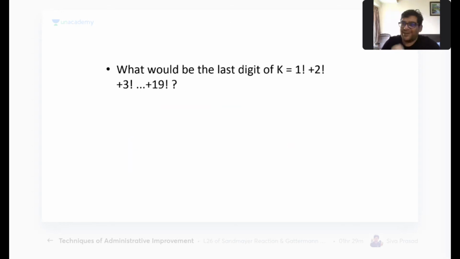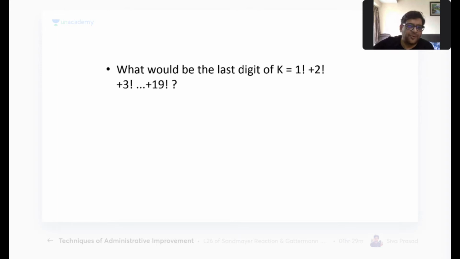slightly more complicated question on the exact same topic. Now you need to find out the last digit when you have 1 factorial plus 2 factorial plus 3 factorial and it goes on till 19 factorial. How will you calculate this? Still dealing with factorials, still trying to find out the last digit. How are you going to calculate in this case?